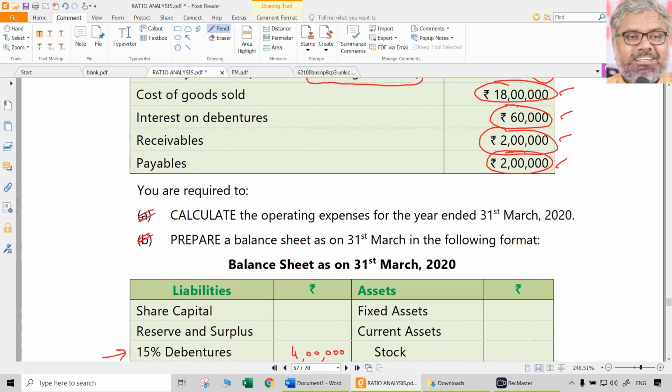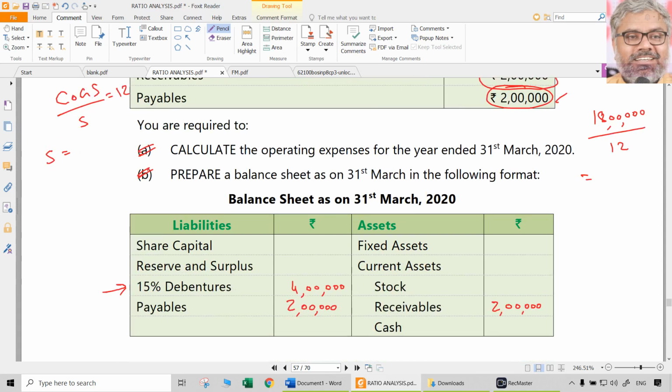So, what is inventory turnover ratio? Normally speaking, cost of goods sold by stock. Cost of goods sold is how much? That is known already, 18 lakhs. So, when you say cost of goods sold divided by stock is 12 times, how much will be stock? Cost of goods sold divided by 12 times. So 18 lakhs divided by 12. Naturally, inventories here, stock will be 1,50,000 rupees. That is one more working note. You can write separately, show the calculations clearly.